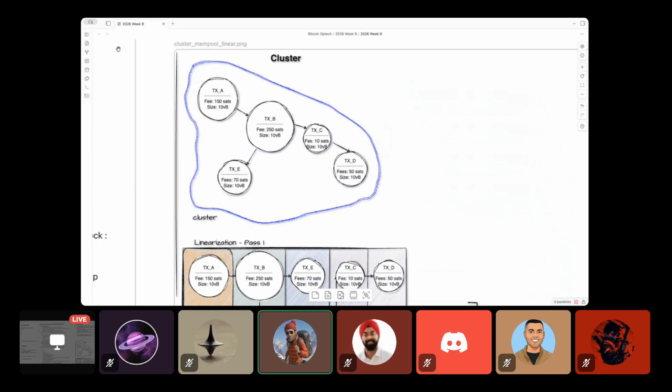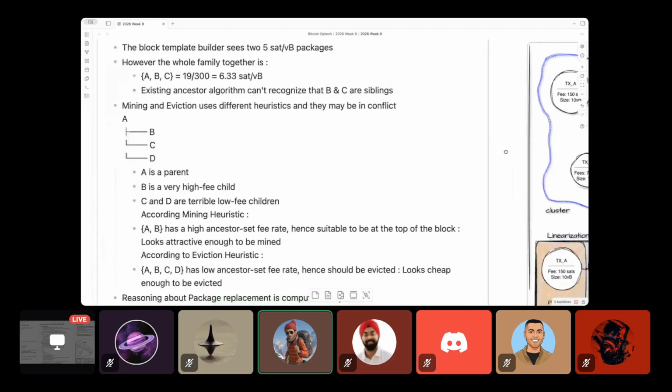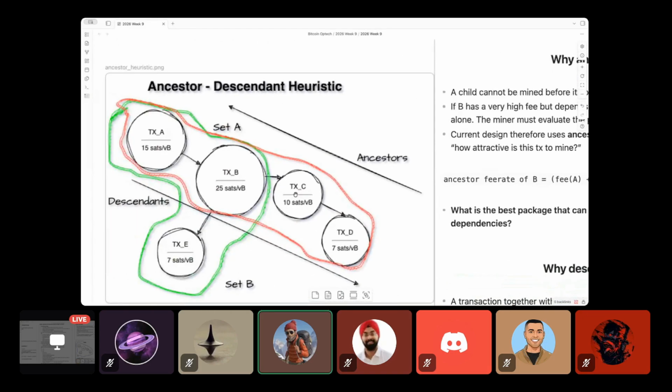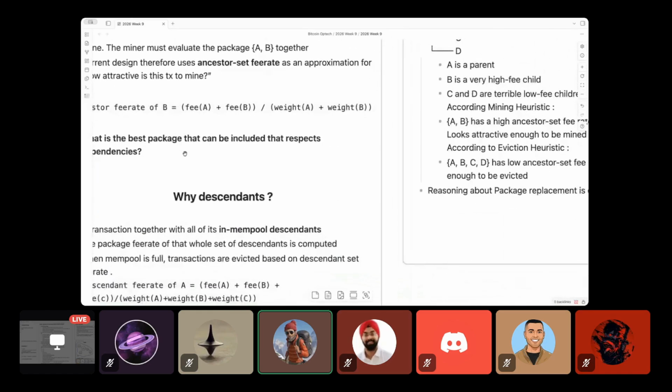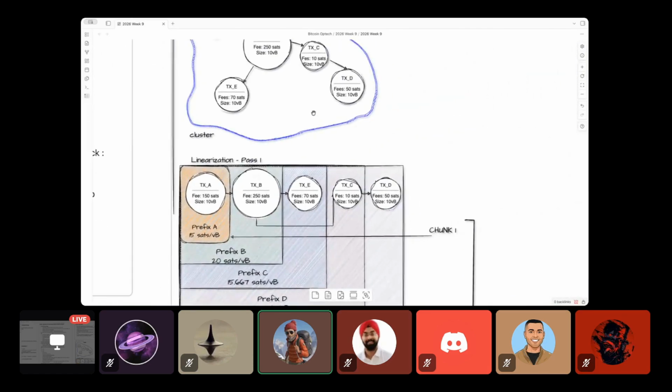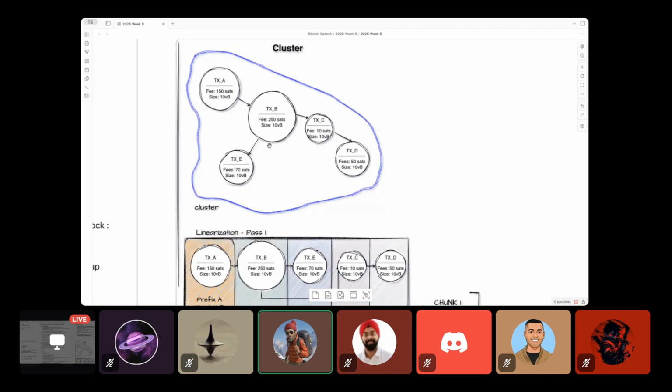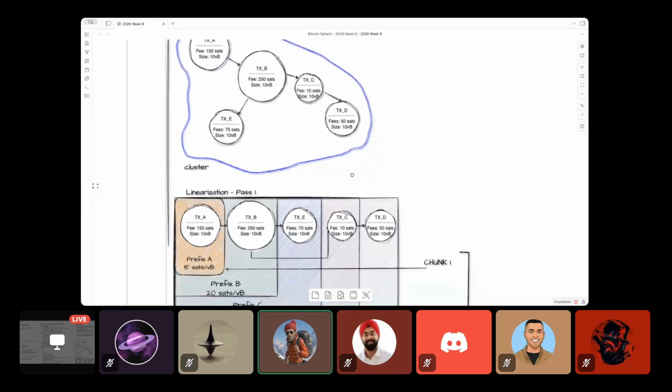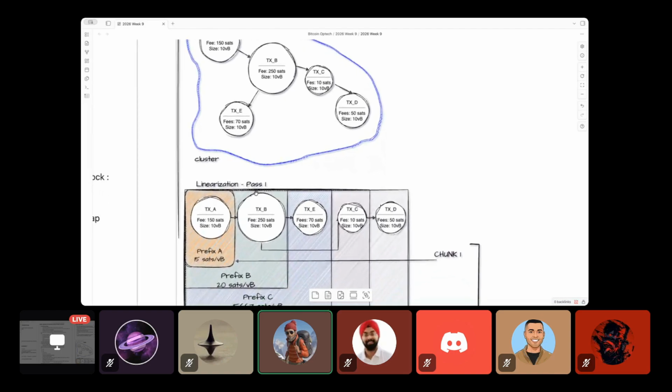So this is the same transaction graph that we saw here. We are going to throw away this ancestor and descendant idea altogether, and look at it as a whole cluster. The first step after you identify a cluster is something called linearization. Why do you linearize this whole cluster? Because you have to maintain dependency.